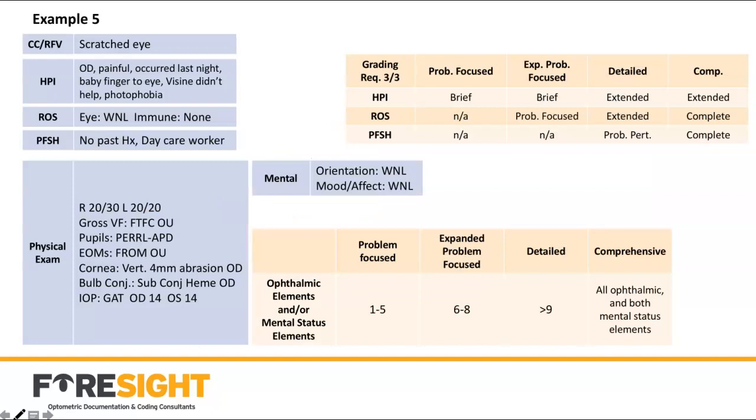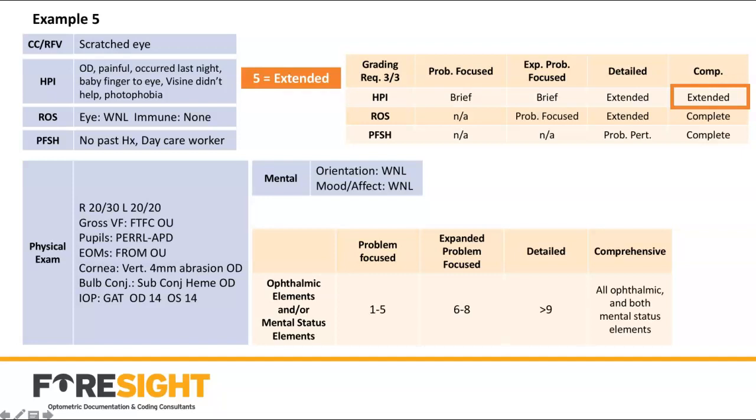Example 5 is for a scratched eye. You can see here that the HPI consists of the right eye. It's painful, it occurred last night. It's a baby finger to the eye, an artificial tear didn't help, and the patient's photophobic. That gives us an extended HPI, so you see 5 elements there.